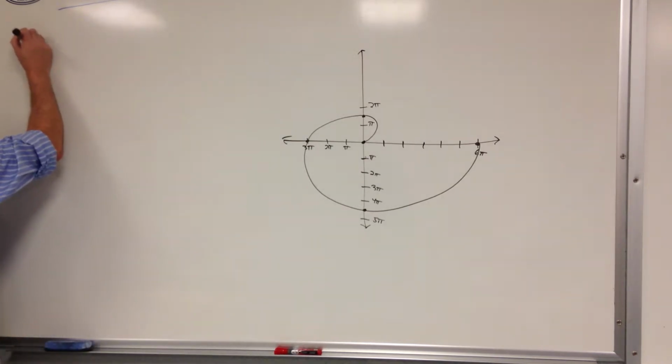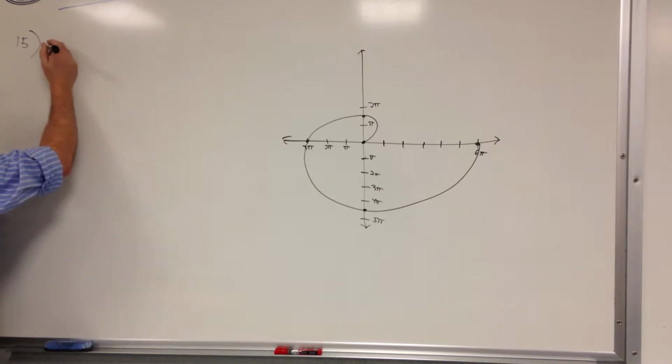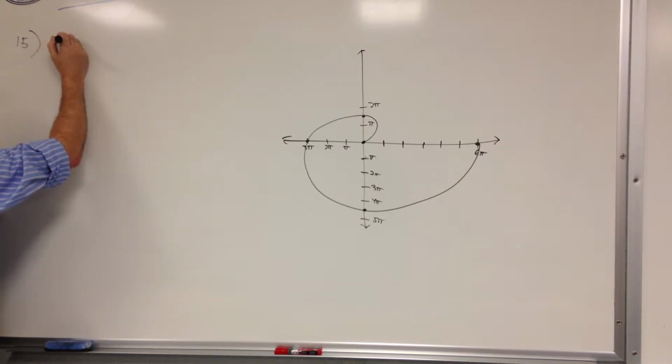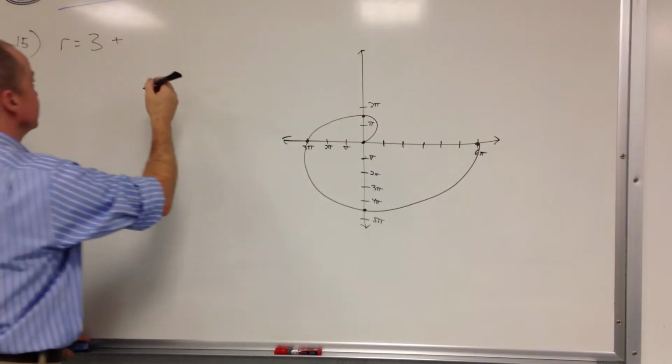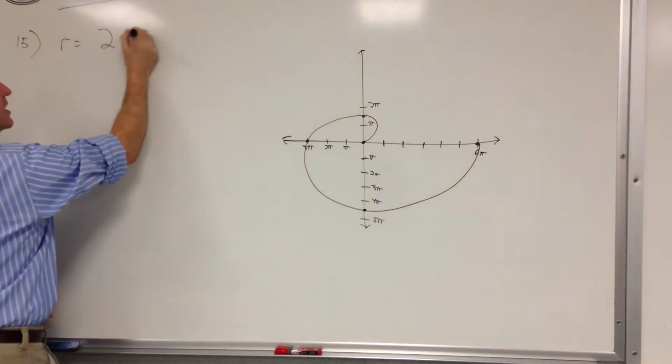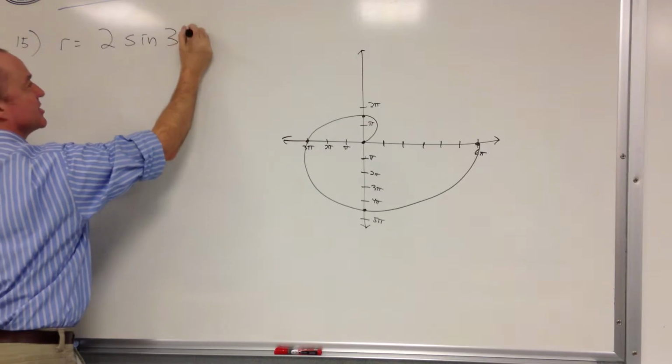Next one would be 15. And what was that? R equals 2 sine 3 theta. What kind of thing is this?